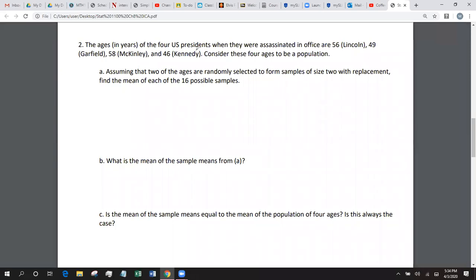Says the ages in years of the 4 U.S. presidents when they were assassinated in office are 56, 49, 58, and 46. Consider these 4 ages to be a population. So I'm going to underline that.